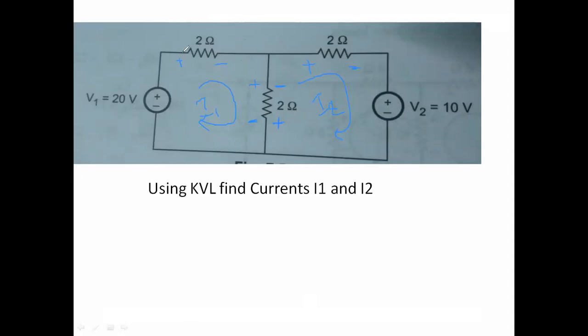Starting from this point, minus of 2 ohms into I1, minus of 2 into I1. This current is flowing through this one. So after reaching here, this is nothing but plus, whatever.